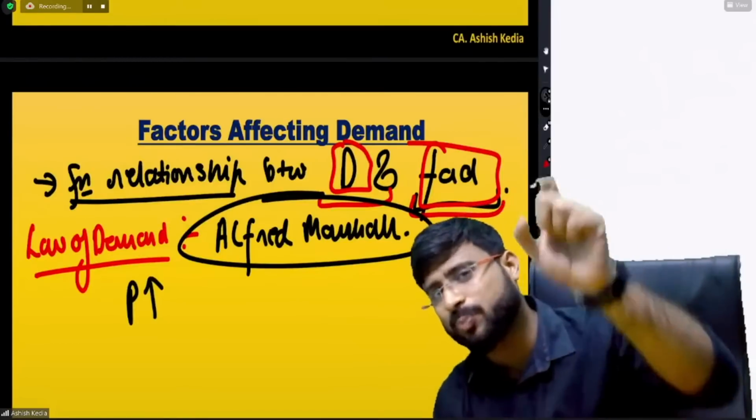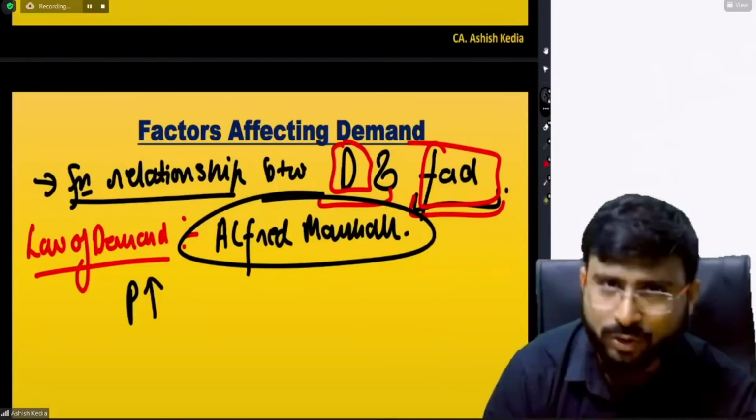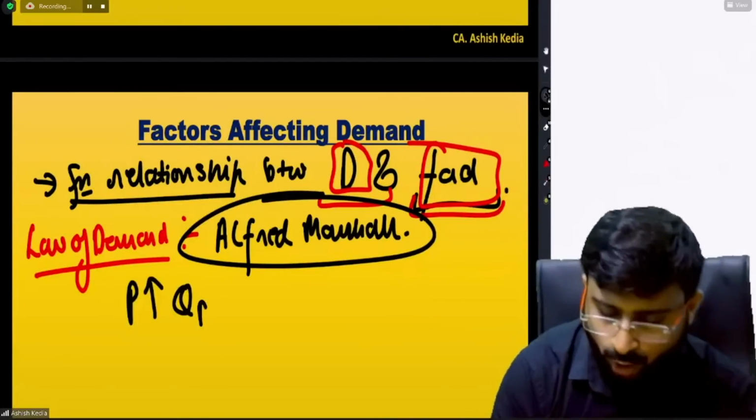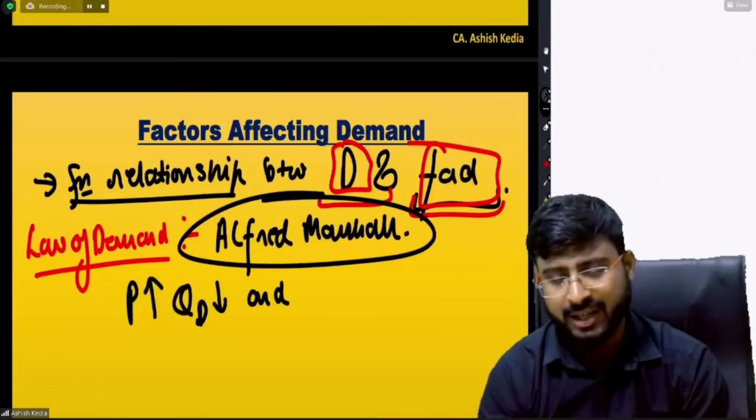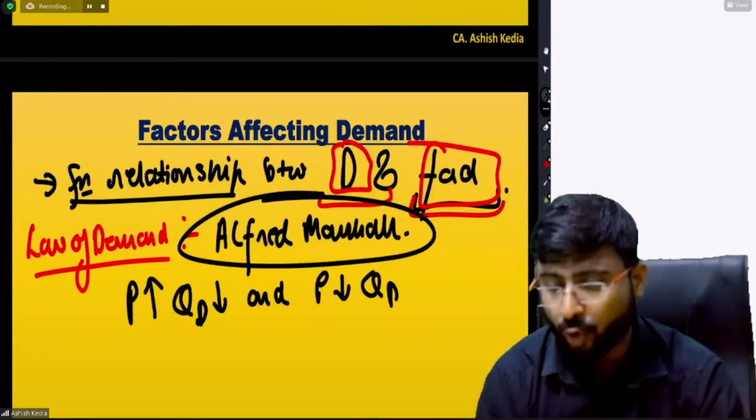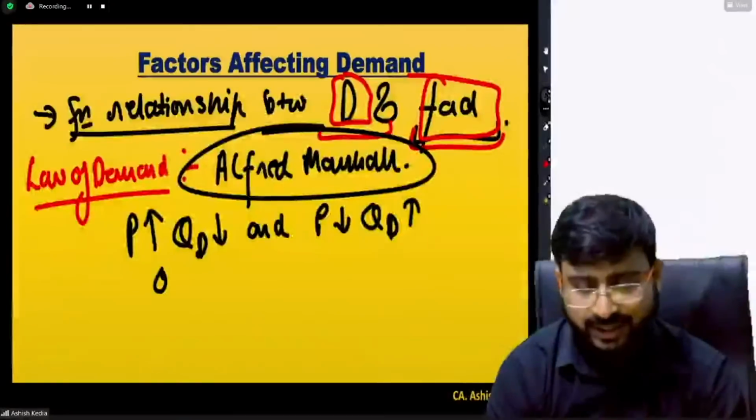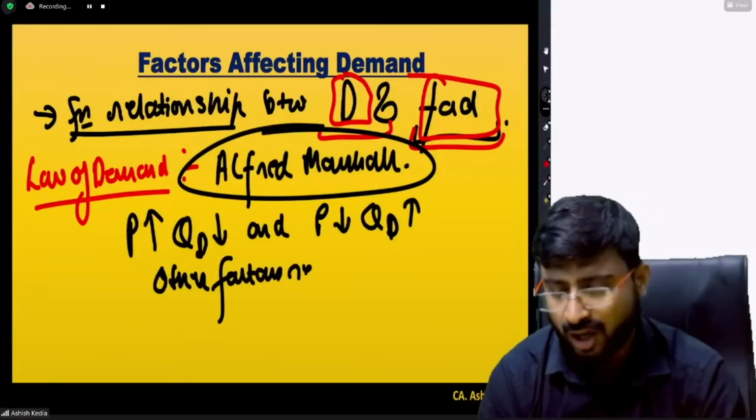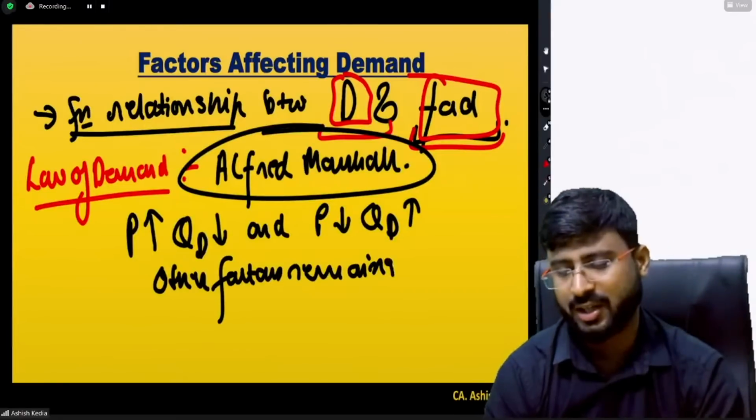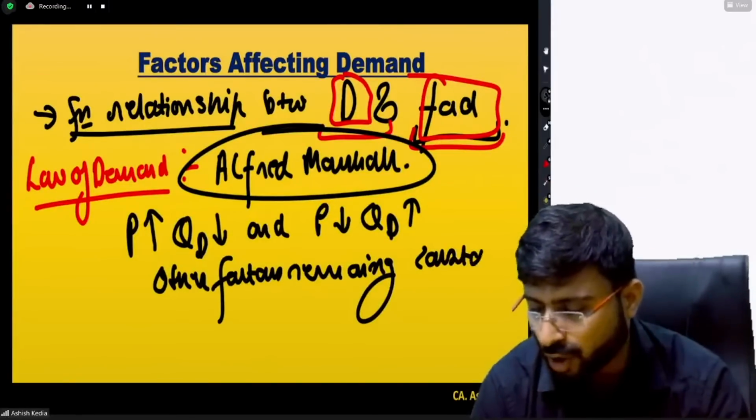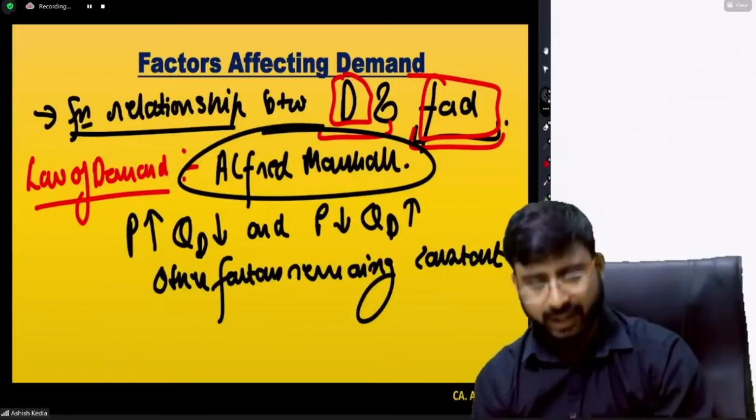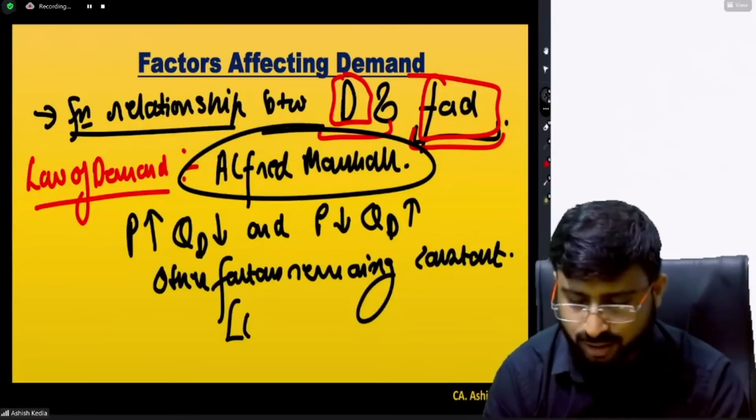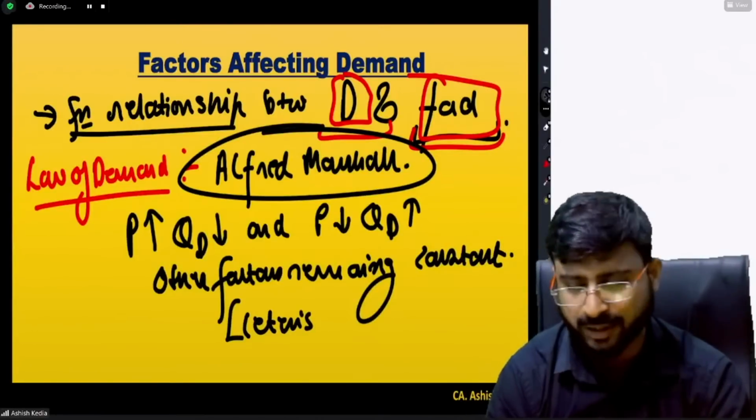When price of the commodity rises, quantity demanded falls. And when price of the commodity falls, quantity demanded rises. Other factors remaining constant. It is a very important assumption. This other factors remaining constant is also called ceteris paribus.